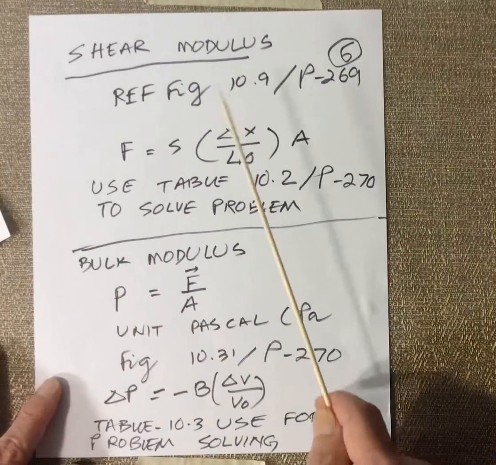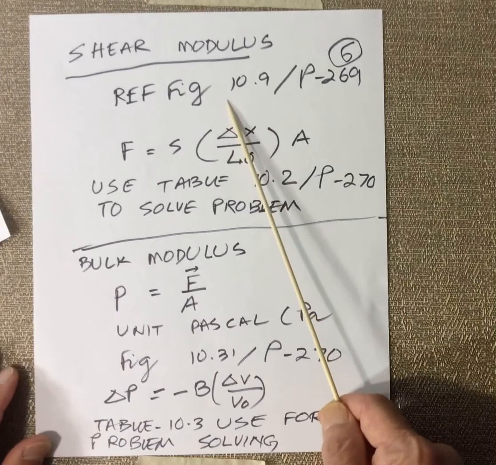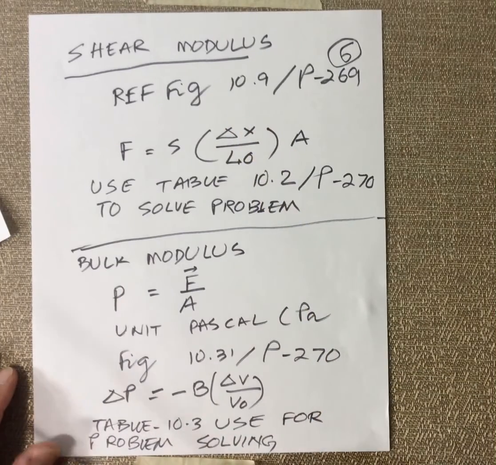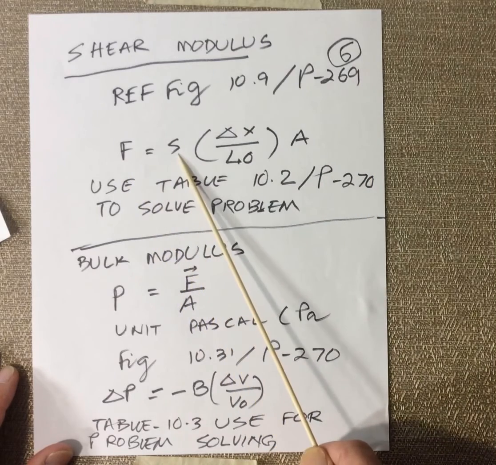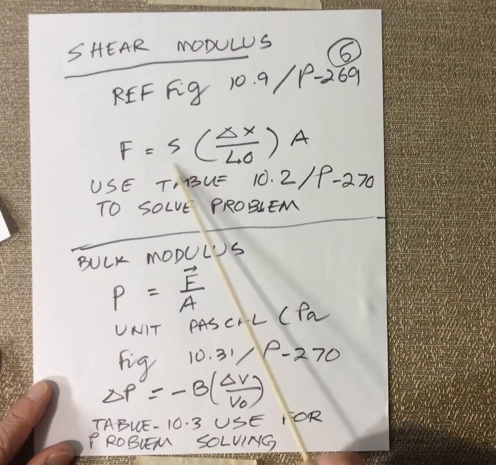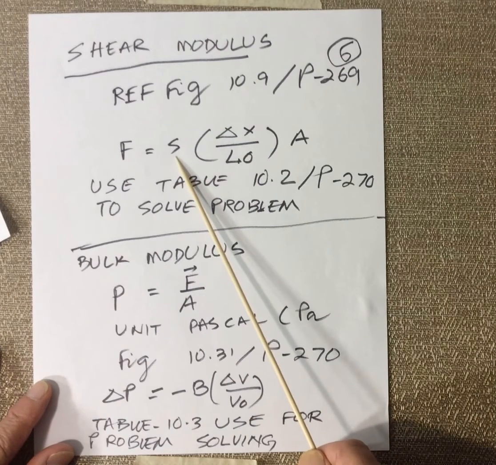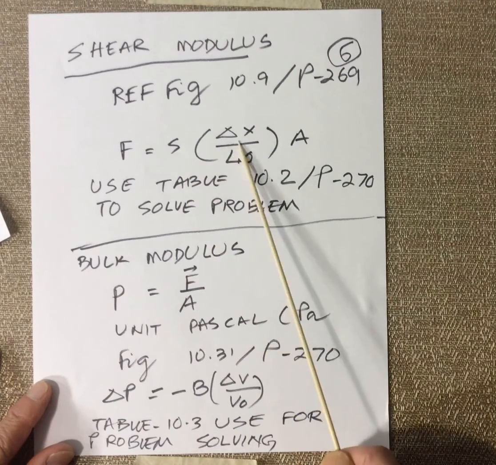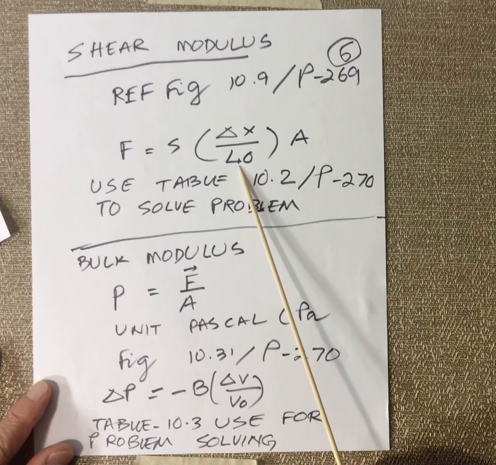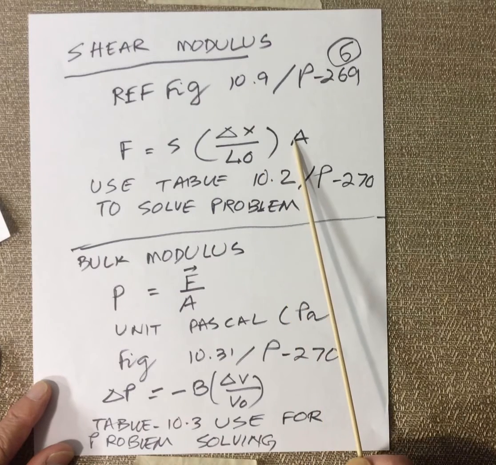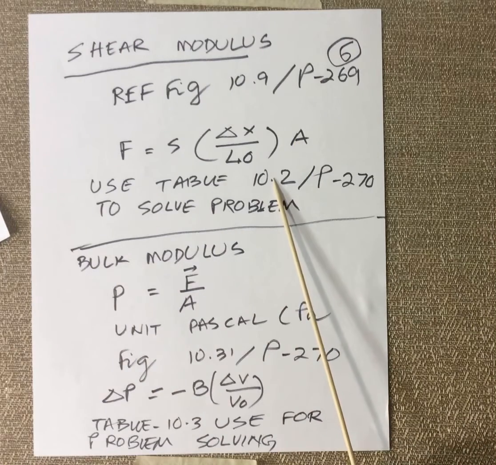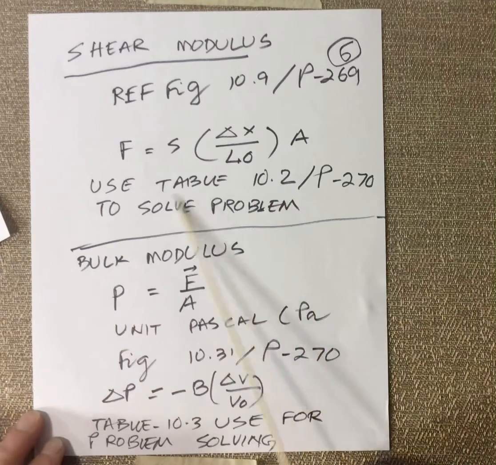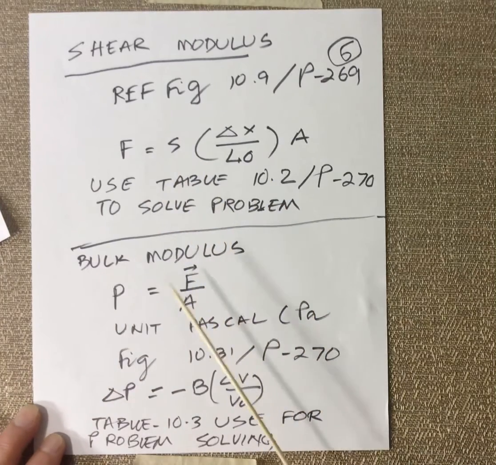And that equation is, referring to figure 10.9, page 269, F equals S, the constant for shear modulus, which is the proportionality constant. Then you have delta x over L0 times the cross-sectional area. There is another table, table 10.2, which will give you different values of shear modulus.